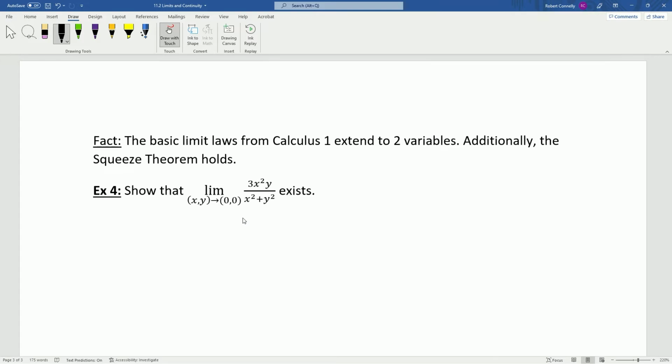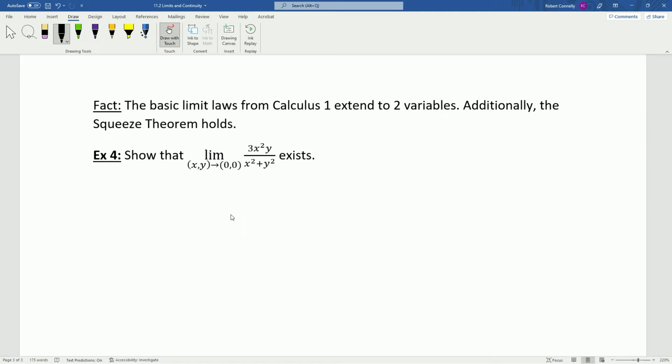Instead, what we're going to look at here is an example that's going to require us to use that formal definition. So, show that the limit as (x, y) approaches (0, 0) of 3x squared y over x squared plus y squared exists. So, of course, if we checked a bunch of paths, we would get the same value. So we're going to check a path or two here real quick.